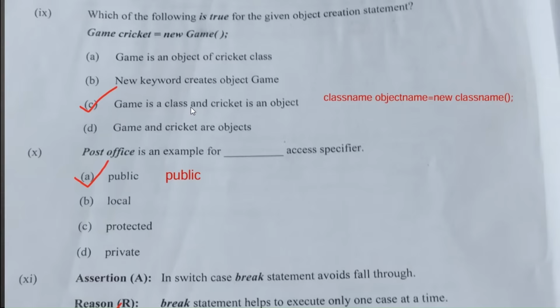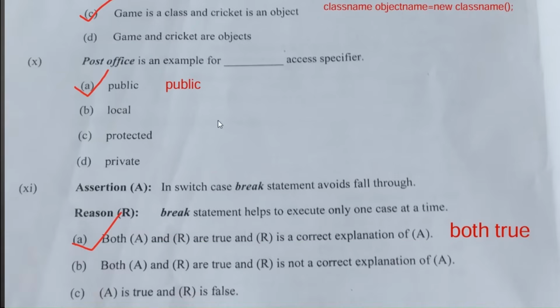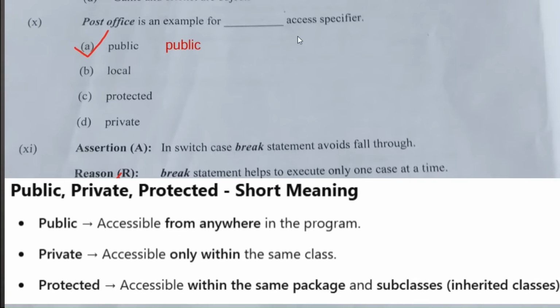Now, let's move to question 10. The question asks, post office is an ___ access specifier. The correct answer is option A, public, because a public access specifier allows access from anywhere in the program. Just like a post office, which is accessible to the public, public members in Java can be accessed from any class. So, the correct answer is public.